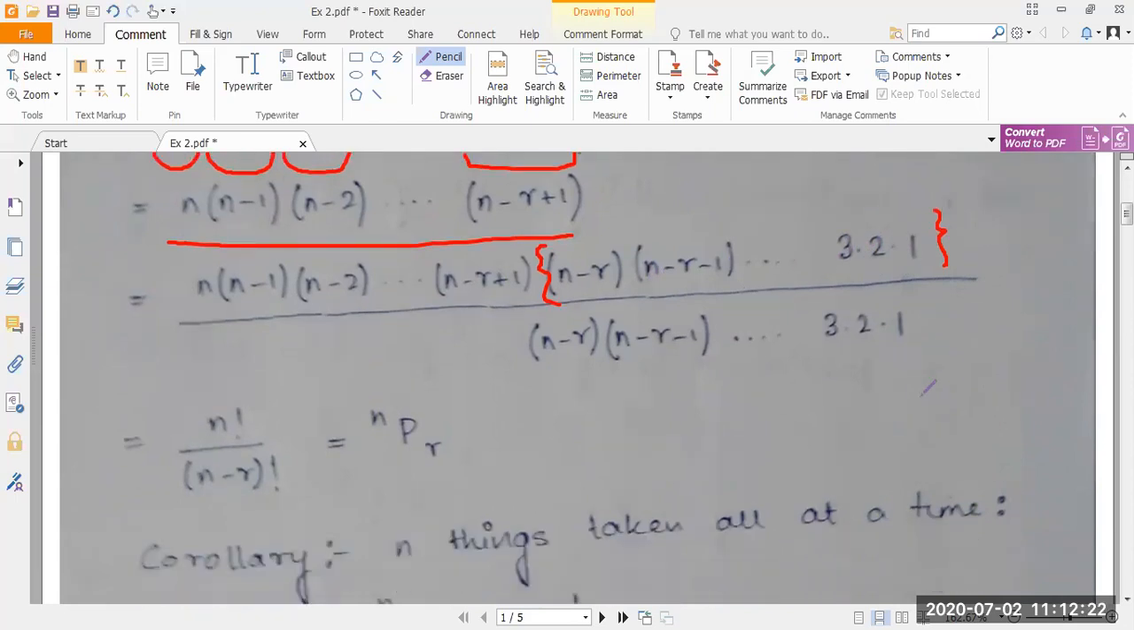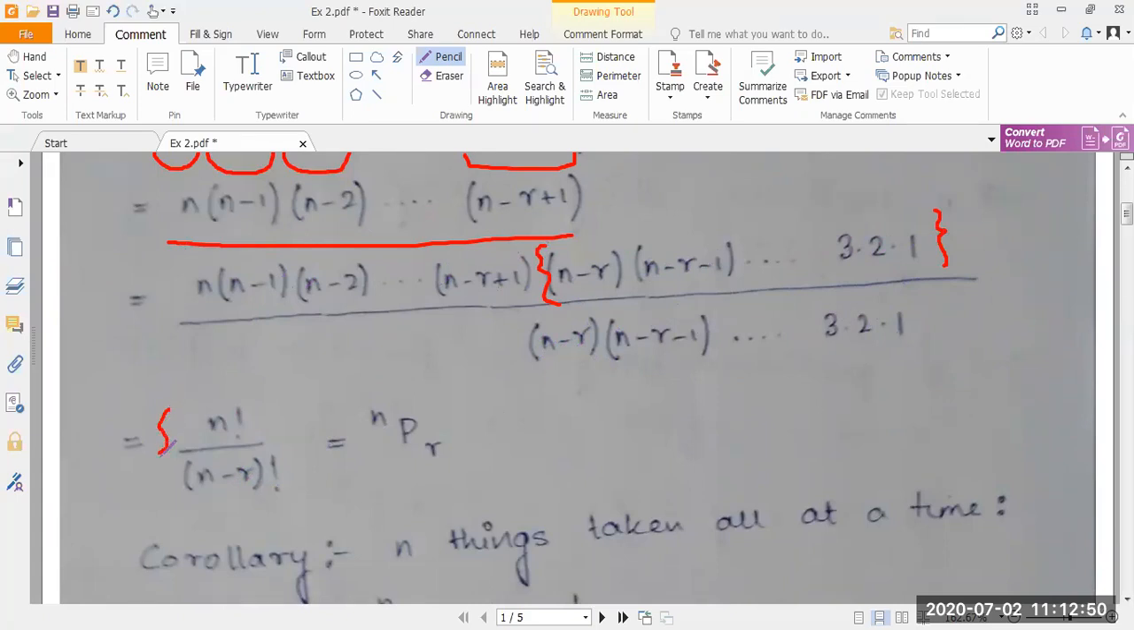Now, if I particularly see the numerator, I'll see that it is basically in the reverse form. It is a multiplication of 1 into 2 into 3 into 4 up to n minus r minus 1 into n minus r into n minus r plus 1 up till n. So that is basically n factorial. Similarly, in the denominator, if I take it in the reverse order, I'll get 1 into 2 into 3 up to n minus r. So that is basically n minus r factorial.